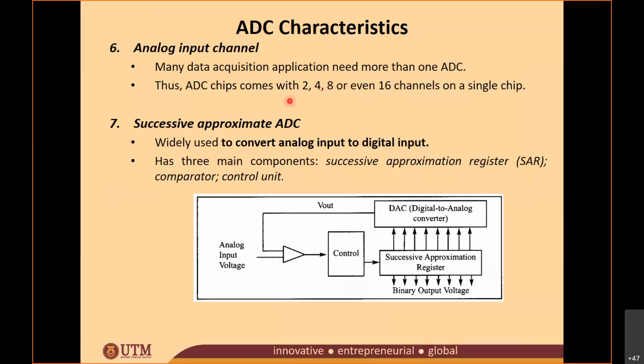And the last but not least is the successive approximation ADC, which is widely used to convert analog input to digital output. This successive approximation ADC has 3 main components: the successive approximation register, SAR, the comparator, and the control unit. Okay, so that is for the ADC characteristics.